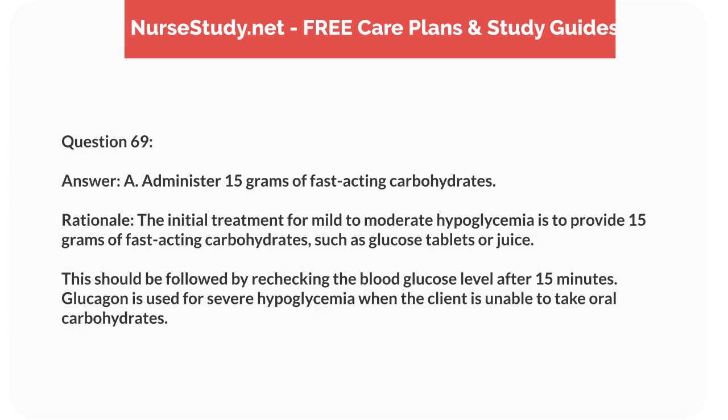Answer: A. Administer 15 grams of fast-acting carbohydrates. Rationale: the initial treatment for mild to moderate hypoglycemia is to provide 15 grams of fast-acting carbohydrates, such as glucose tablets or juice. This should be followed by rechecking the blood glucose level after 15 minutes. Glucagon is used for severe hypoglycemia when the client is unable to take oral carbohydrates.